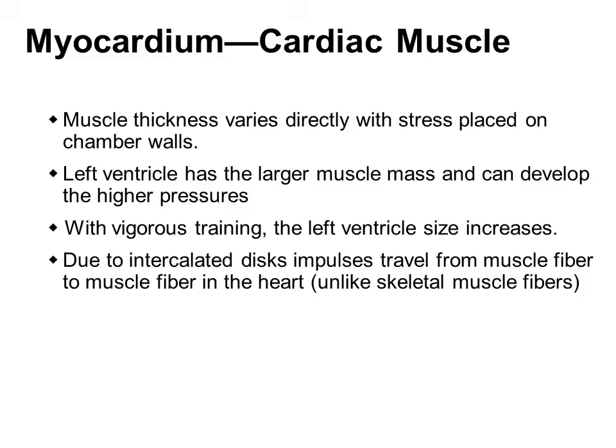Due to intercalated discs, impulses travel from muscle fiber to muscle fiber in the heart, which is not like skeletal muscle. So if one cell in the heart contracts, that contraction will spread out through all the other cells, through these intercalated discs. Whereas in your skeletal muscle, you don't want that to happen. You want to be able to activate just a few fibers for a fairly weak contraction versus all the fibers for a maximal contraction.